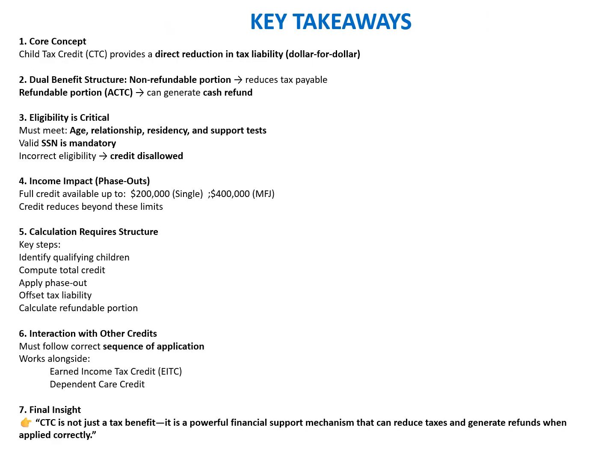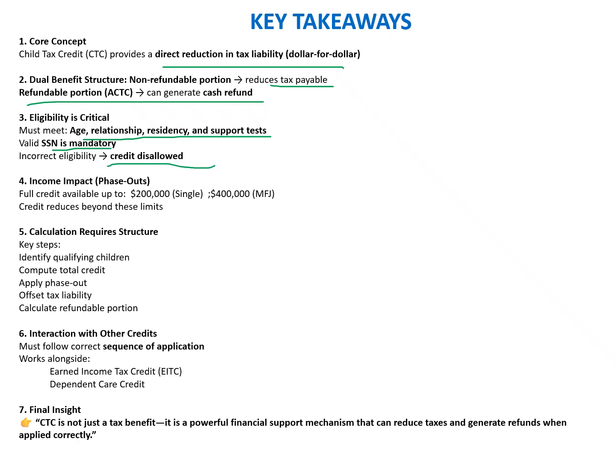Okay, now we'll go through a quick synopsis of what we have learned. The CTC, which is the child tax credit, provides a reduction in the tax liability, a dual benefit: a reduction of the tax liability and then a refundable portion to get a refund as well, the ACTC. Eligibility criteria: one must meet the age, relationship, residency, and support tests. They should have valid documents, which is mandatory. Incorrect eligibility leads to the credit being disallowed.